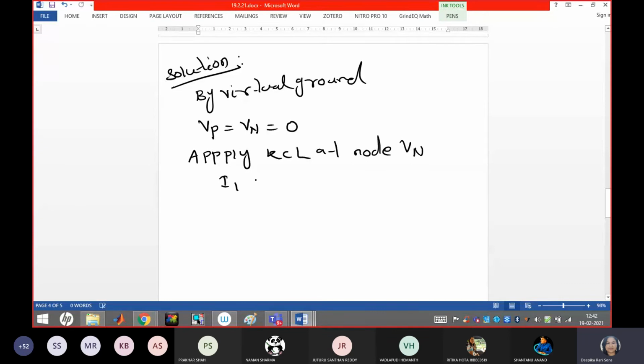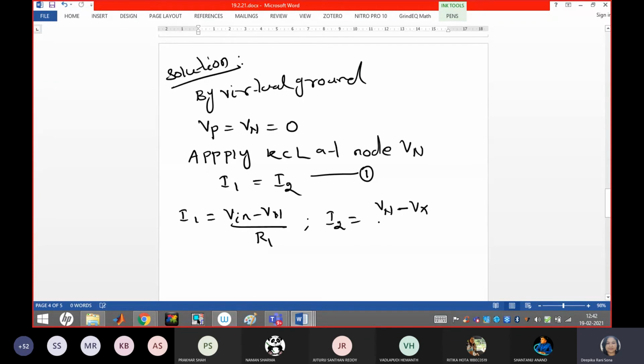So we may write it here I1 equal to I2 and label this as equation 1. So I1 can be written as Vin minus Vn whole divided by R1, and I2 equal to Vn minus Vx by R2.